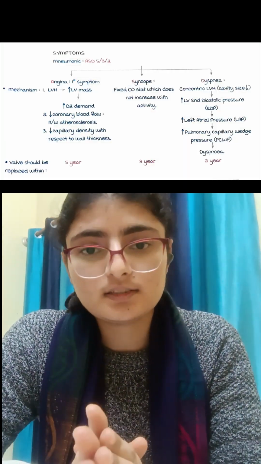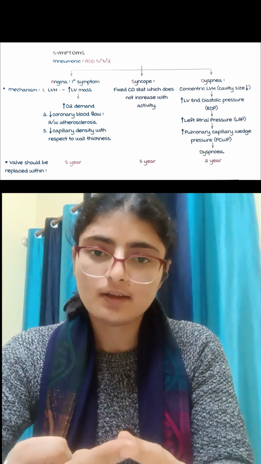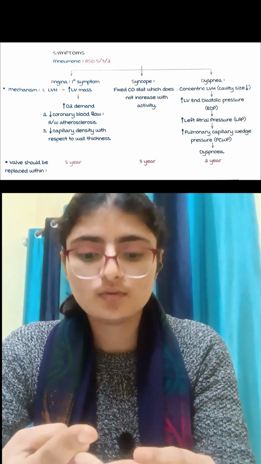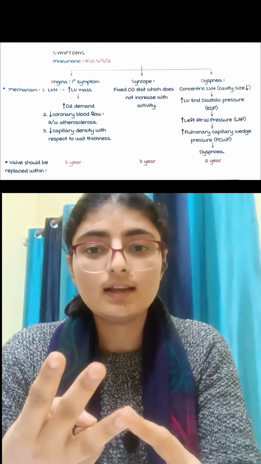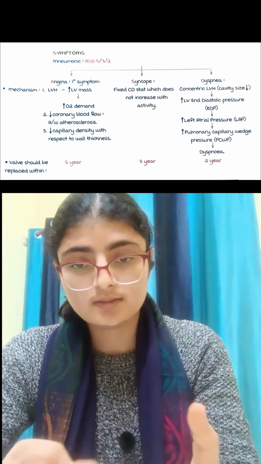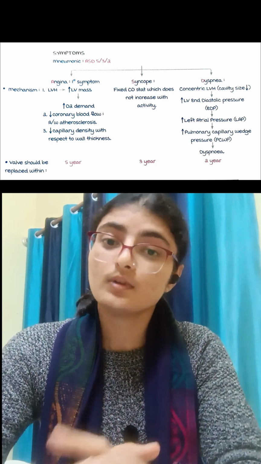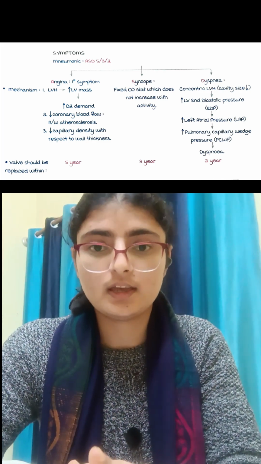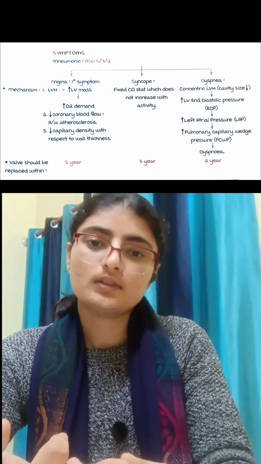There are basically three symptoms: SAD. Angina, which is due to hypertrophy of the left ventricle, which leads to increased oxygen demand due to decreased coronary blood flow due to atherosclerosis and decreased capillary density with respect to wall thickness. A person with angina who doesn't undergo valve replacement will have an average survival of 5 years. Then syncope. It is due to fixed cardiac output status.